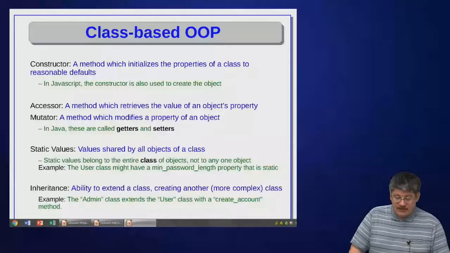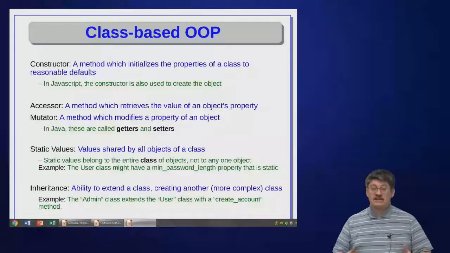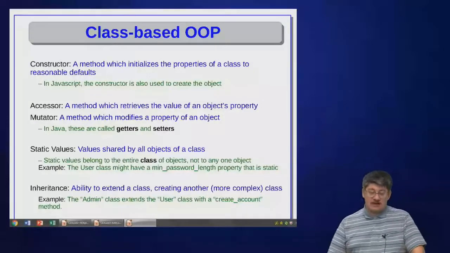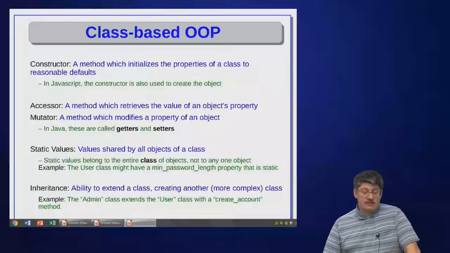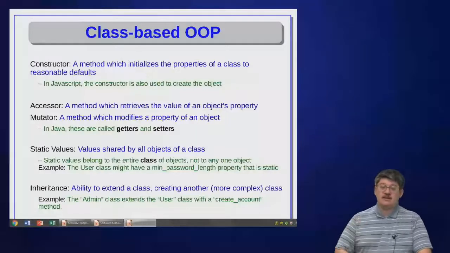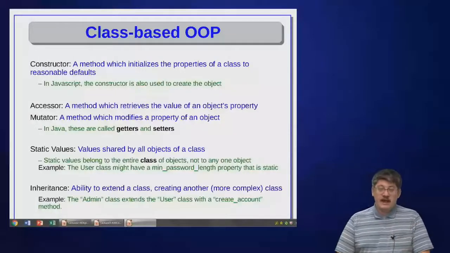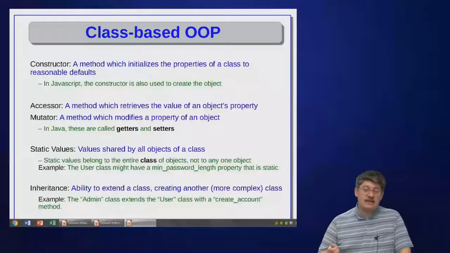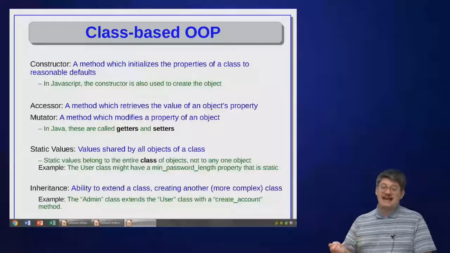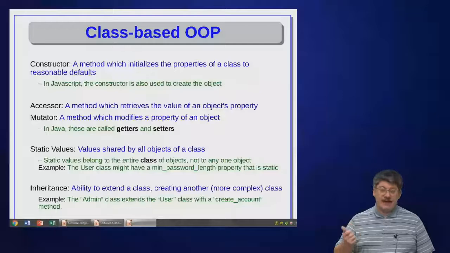Okay, two more terms that we need: accessor and mutator. An accessor is a method that retrieves the value of an object's property, and a mutator is a method that modifies an object's property. So if I have my username property and I want to change it, I can change it with a mutator. If I want to know what the username is for a particular object, I can use the accessor method to get that value.